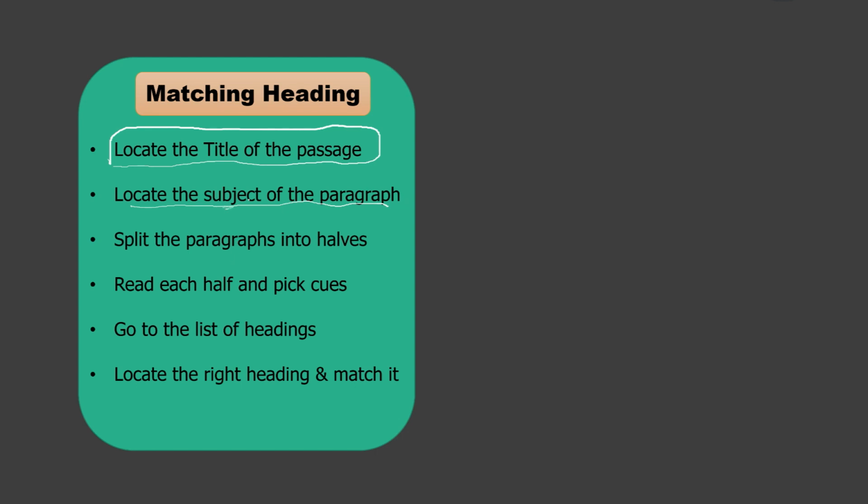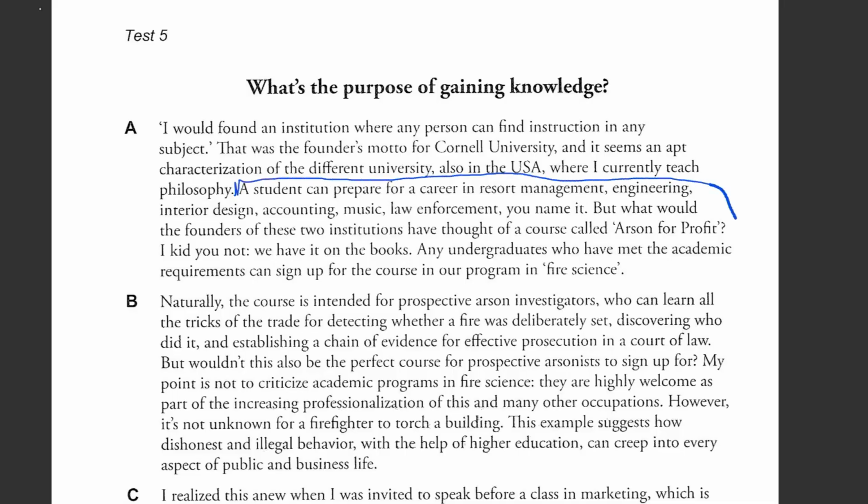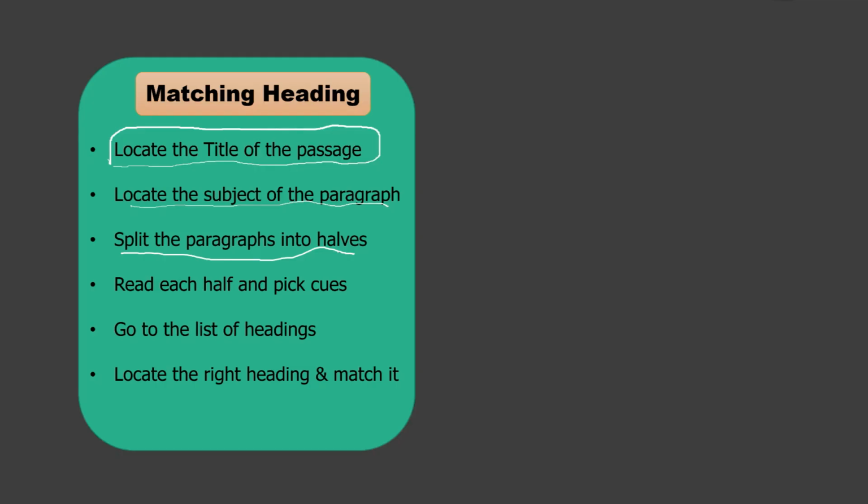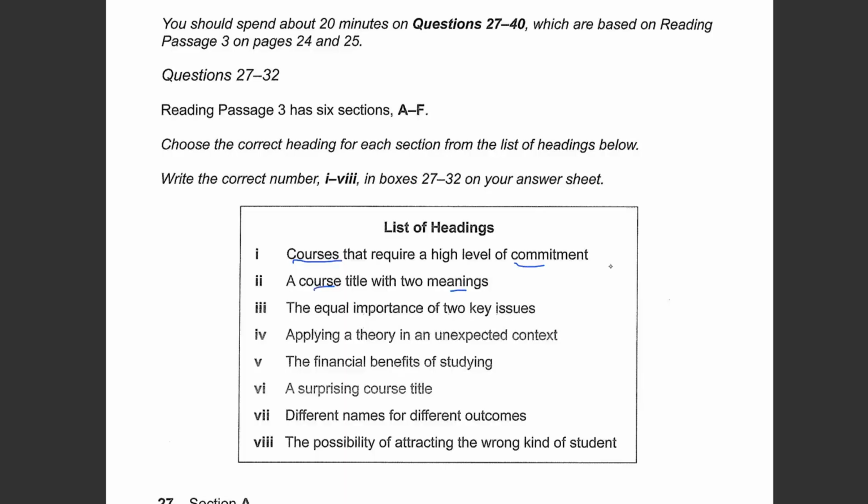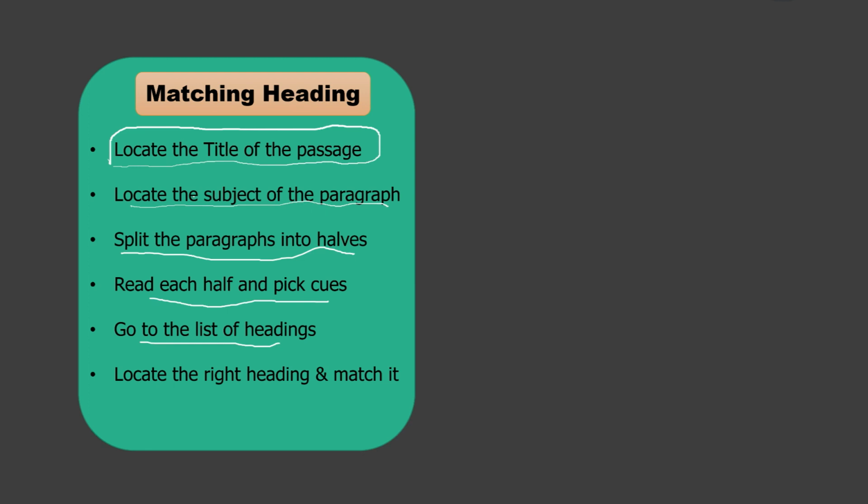Once you locate the subject, the other important thing you have to consider has to do with splitting the paragraphs into halves. Some of the paragraphs are too bulky for you to read. So to make it easier for you to glance through, it's important to split it into halves. And once that is done, you make sure that you read each half and then pick up cues. And then you go to the list of headings. You read through from the first one to the last one to see which of them matches the paragraph you read. And then you locate the right heading, then you match it. So this is the 6-step approach to answering the matching headings. This is the approach you'll be using when we're dealing with the matching headings.